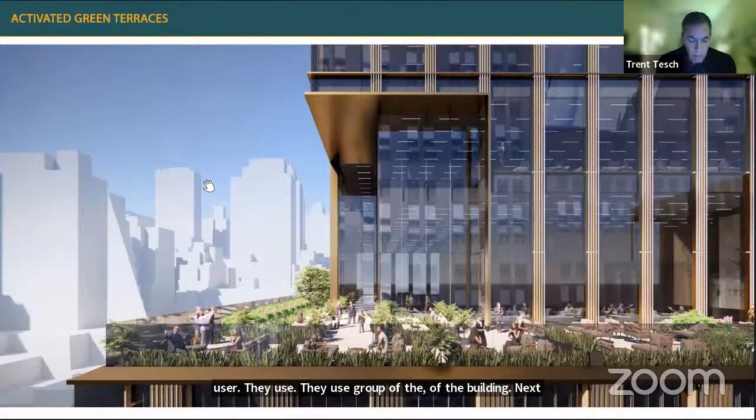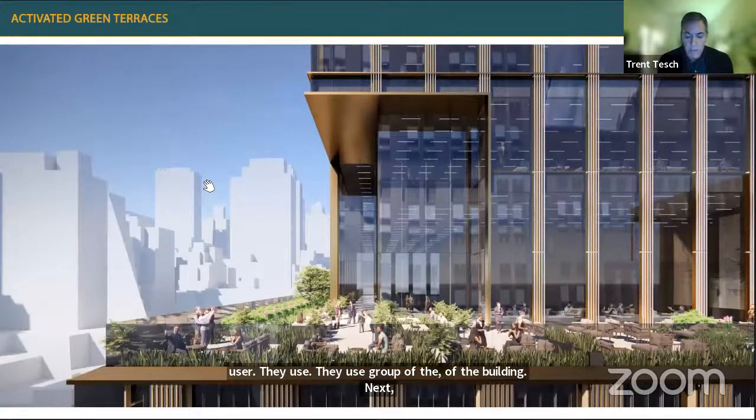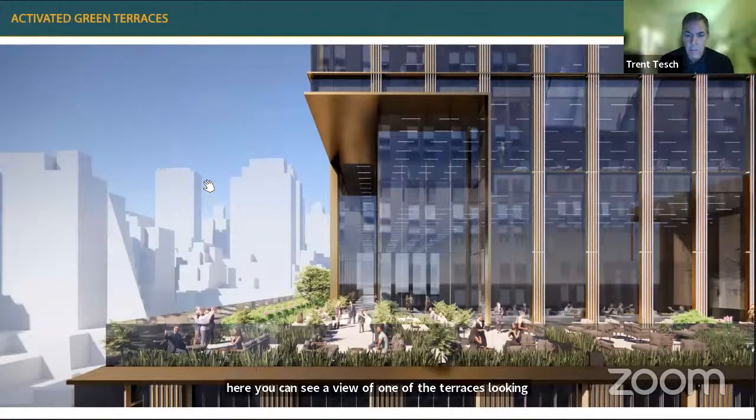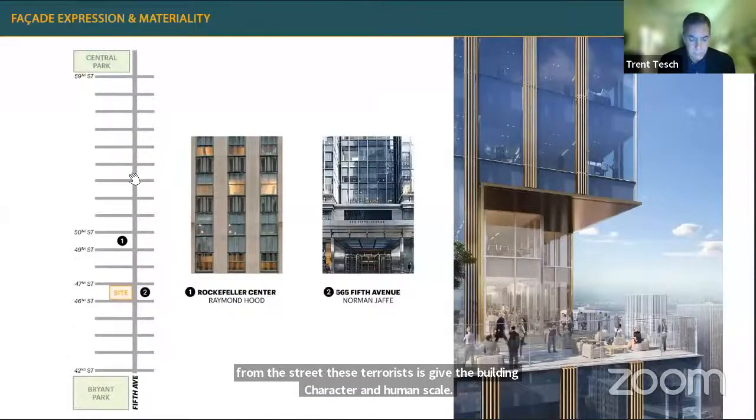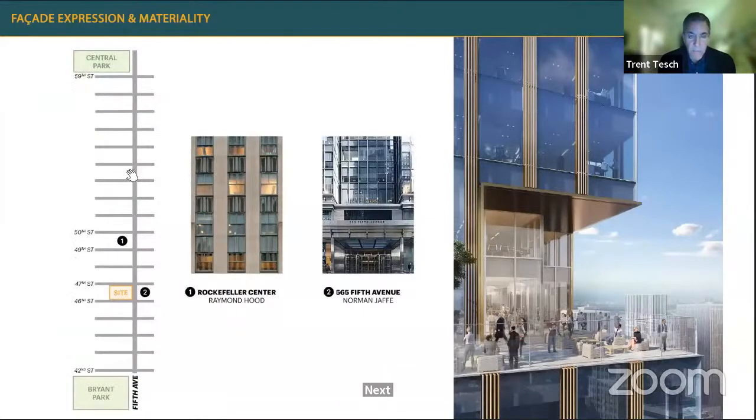Here you can see a view of one of the terraces looking west at the top of the podium along Fifth Avenue. Seen from the street, these terraces give the building character and human scale. Next. The facade consists of a 2-foot wide vertical pier that draws inspiration from both 30 Rock and the neighboring 565 Fifth Avenue. Its vertical expression gives the building an elegant character while also providing valuable insulation for sustainable purposes. Next.